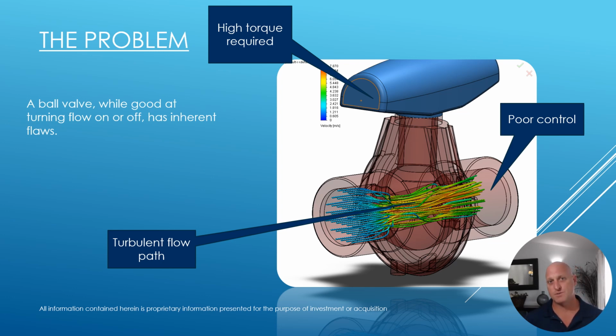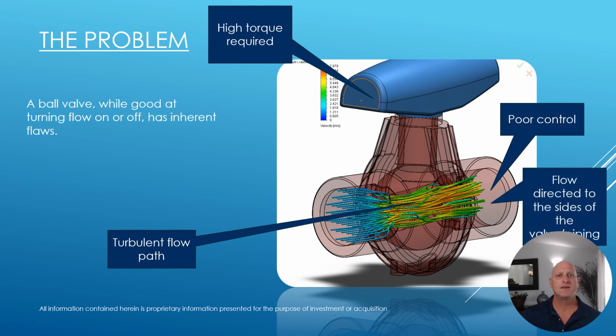Now there are characterized ball valves that do a pretty good job of being able to precisely control flow. However, they're very expensive and they're not cheap to manufacture either. And then you also have flow directed to the sides of the valve itself and interior walls and piping. So when you see that turbulent flow path cause bubbling, cavitation, noise, vibration, it actually causes damage inside the valve and to piping and everything downstream of the valve.